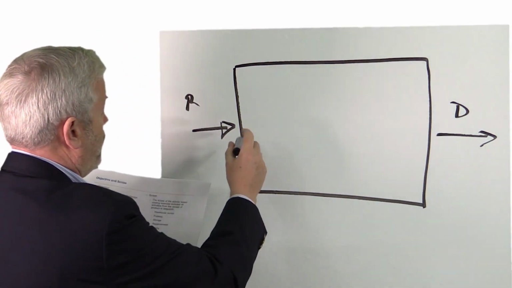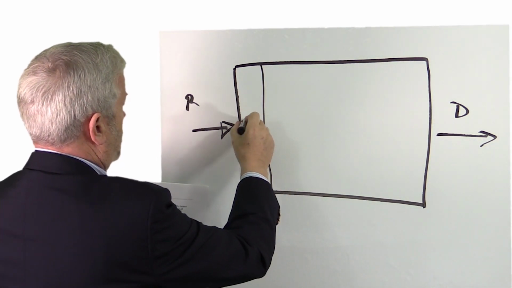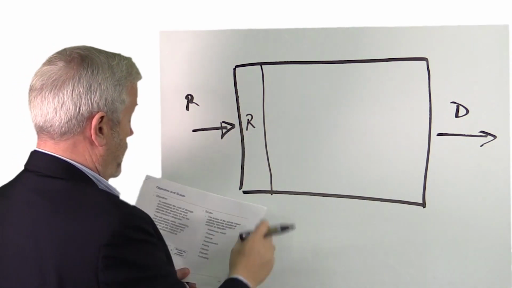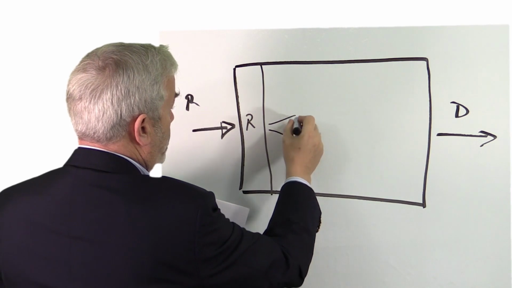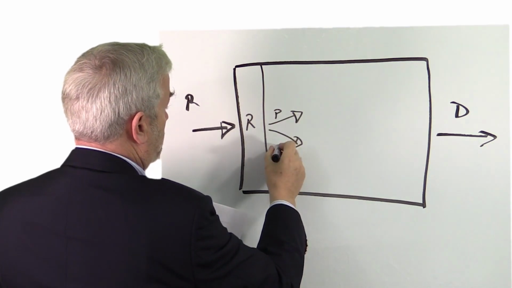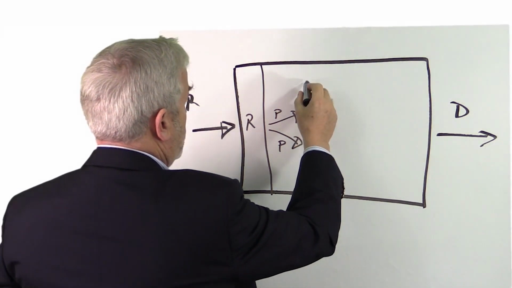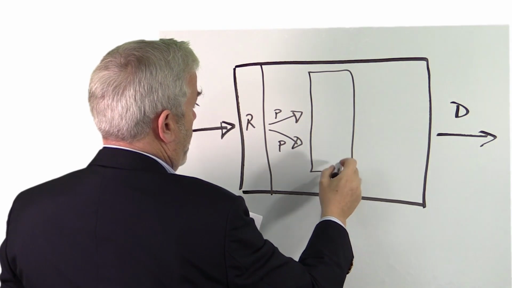So first of all, we've got the receipt function, and I'm going to do this as a block diagram to make sense. So we've got the receipting of the product coming in. We've then got the put away of the product. That's obviously getting put away into storage. We've then got the storage of the product, and I'll just represent that by a box.